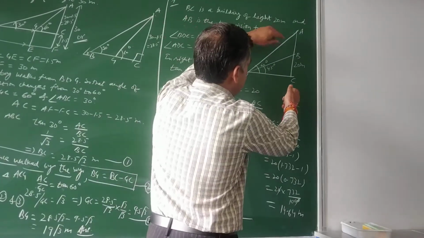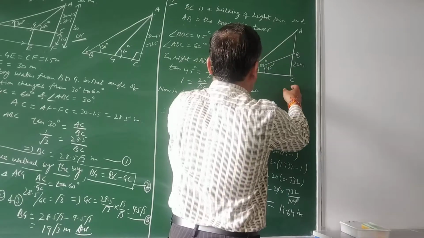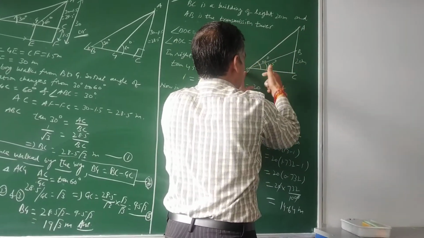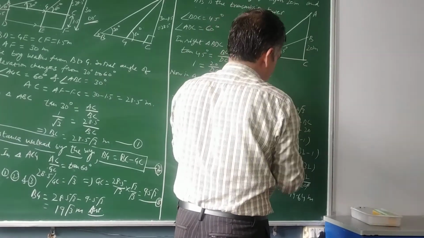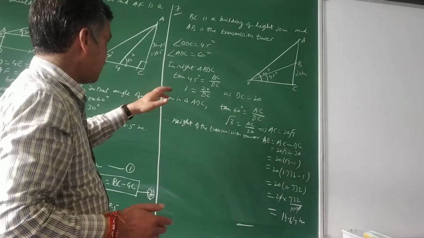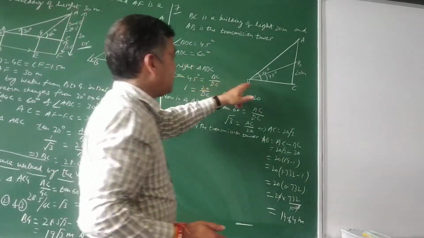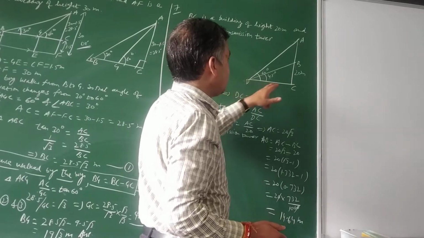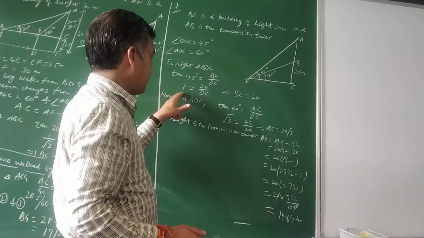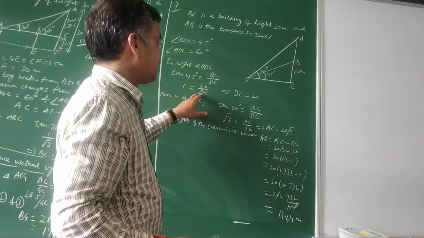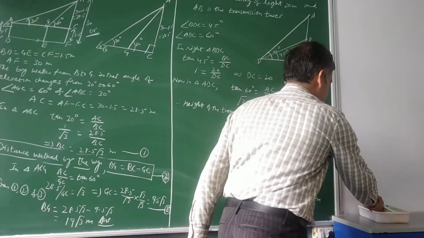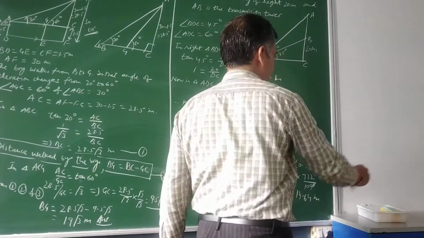I know BC is available with me. If I will be able to get this DC, I can apply AC upon DC in whole triangle ACD, and comfortably I will be able to get the value of AB then. So in triangle BDC, easily I can go for DC. Why? Because perpendicular upon base is equal to tangent 45, which is 1. So BC 20 upon DC, that will make this length equal to 20 meter.